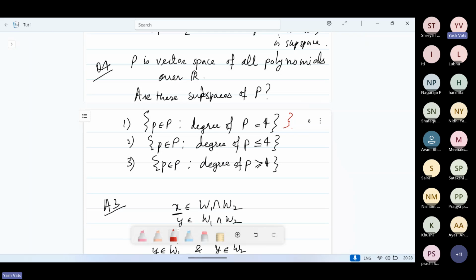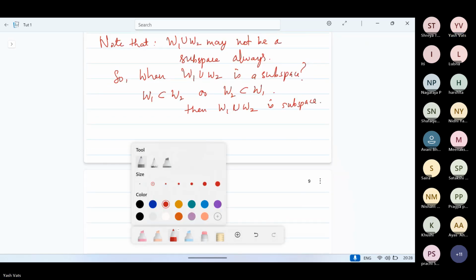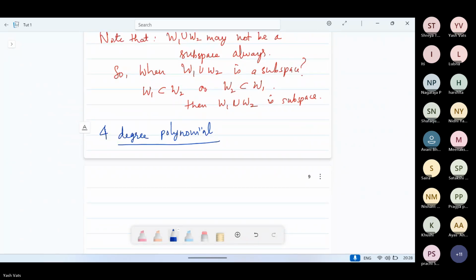So if you have two polynomials and suppose the degree of each polynomial is 4, what does a 4-degree polynomial look like? Tell me. It's like a4 x^4 plus a3 x cube plus a2 x square plus a1 x plus a naught. So this is a typical 4-degree polynomial.